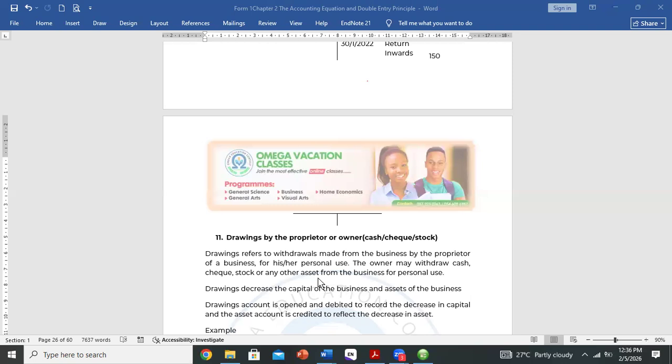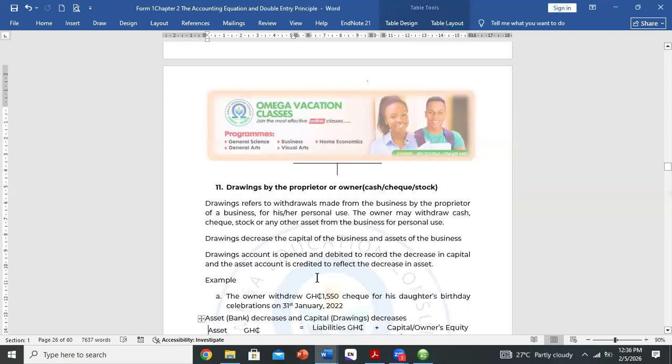So what does it do? Drawings decrease the capital. Because you, the owner, you have invested money in doing a business. So if you are taking something away from the business, then your capital is reduced. Okay. So drawings decrease capital. But what account do we open? We open drawings account. And when capital decreases, what do we do? We debit. So when you open drawings, you debit.